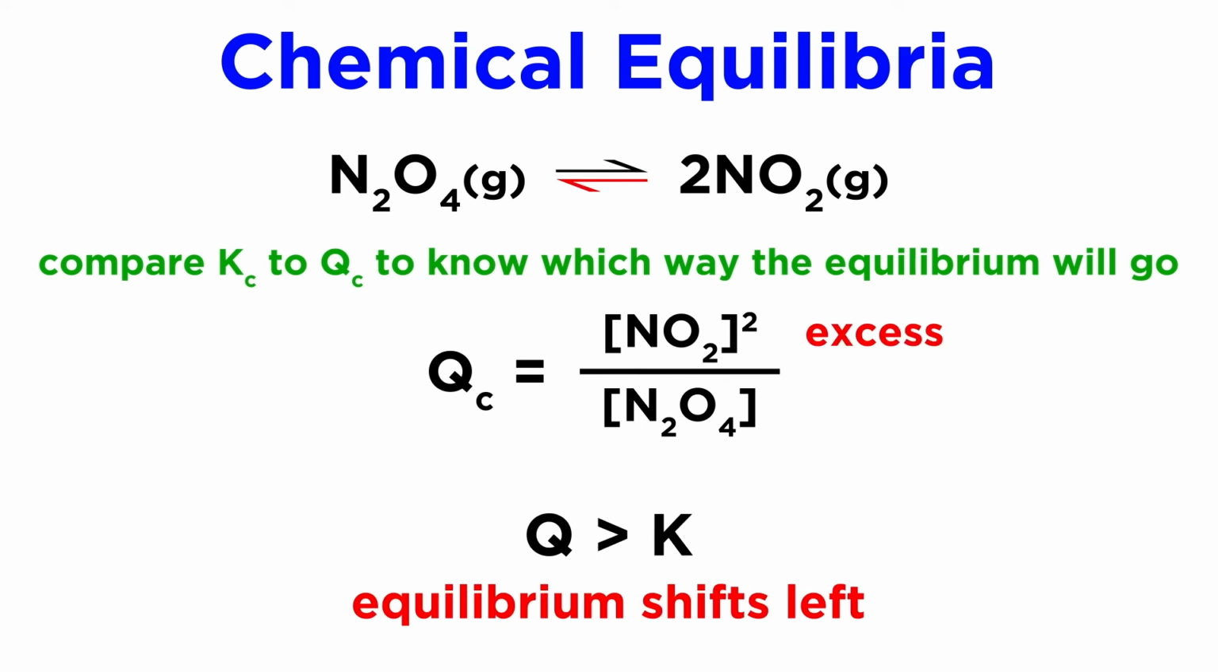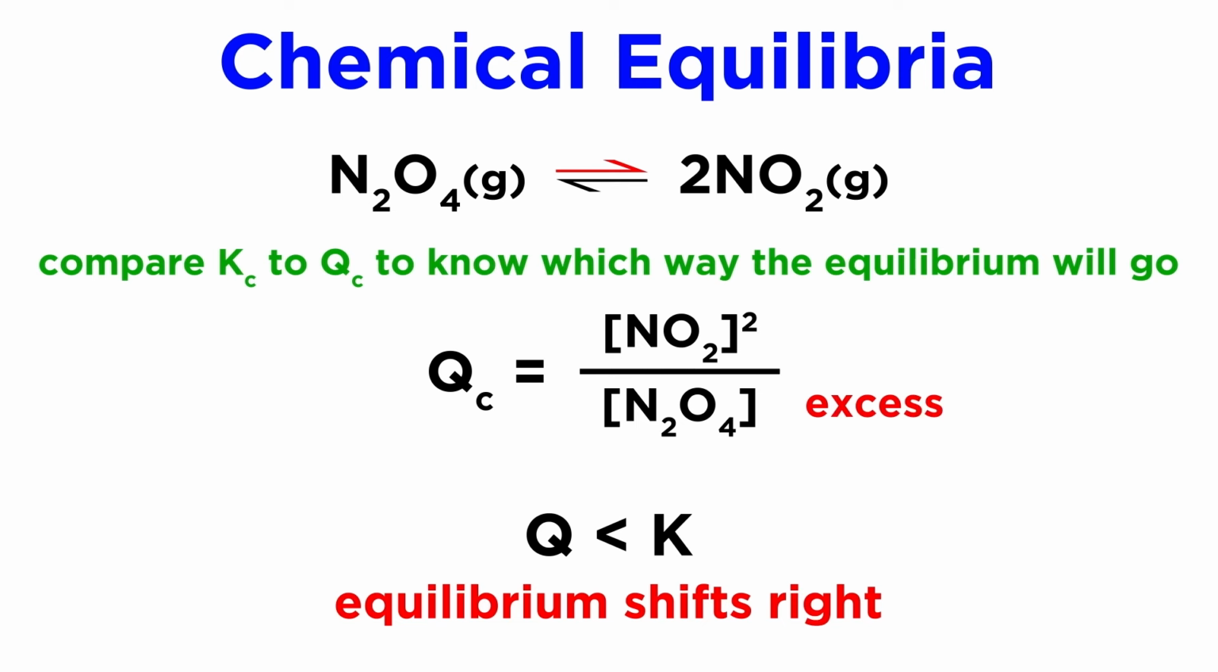If Q is bigger than K, it is because there are more products present than there would be if the system was at equilibrium, as the numerator is larger. Therefore, the system will shift left until equilibrium is reached, meaning the reverse reaction is favored.